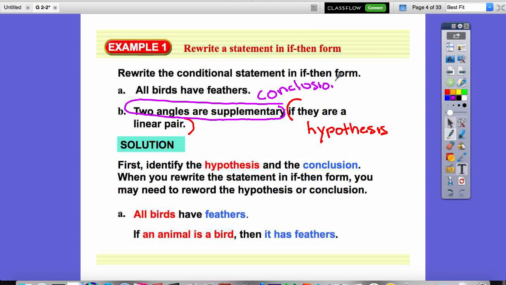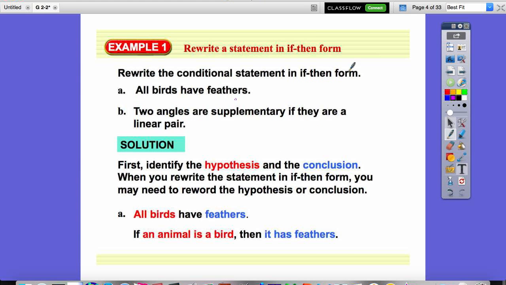Talked about this briefly in chapter 1. Just because two angles are supplements doesn't mean they're a linear pair, because if you remember, you could have two angles that are supplementary but are not adjacent, so they might not be a linear pair. But if they are a linear pair, then they are supplementary. It just doesn't always work in reverse, and we're going to get into that in this lesson.